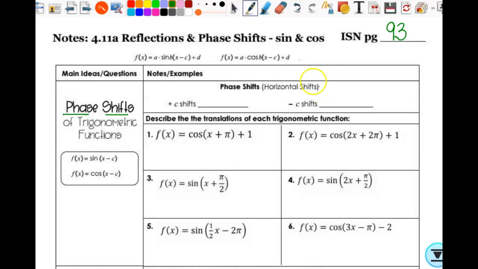So our phase shifts, again, your horizontal shifts, if we have plus C, which way do we go? Left. Okay, that hasn't changed, right? And then minus C means we go right C units, whatever it is. Okay. All right, so here it says describe the translations. So we have two possible translations. We have the phase shift, and then we have the vertical shift. So we're going to list them both, but it's only the horizontal that's the phase shift.